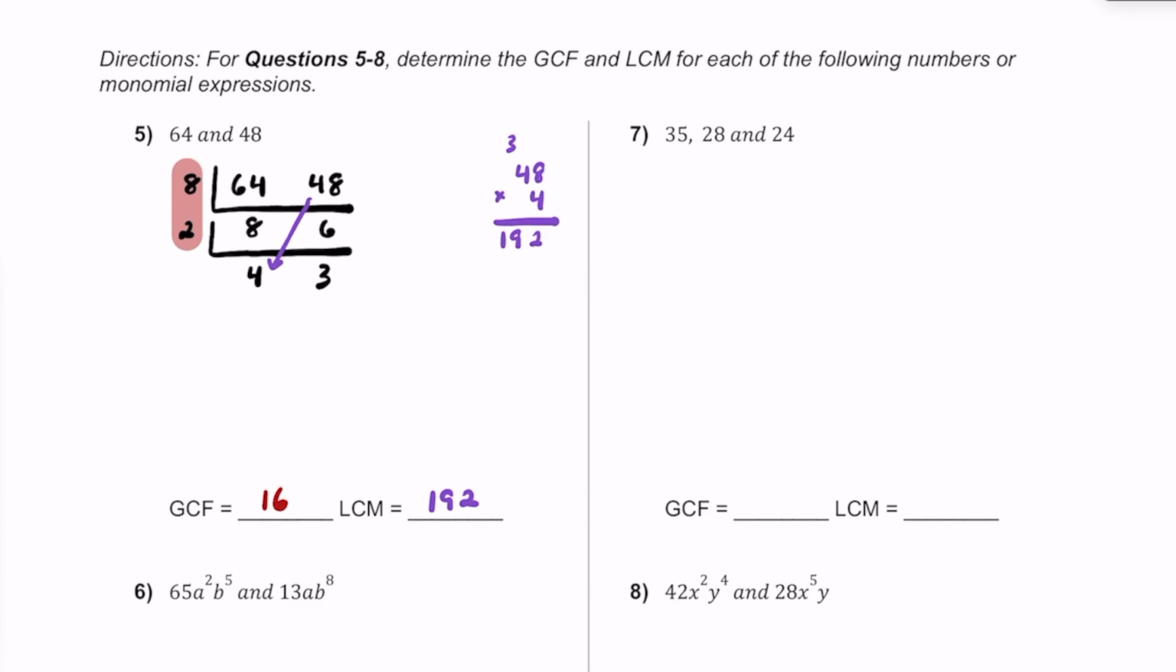But again, keep in mind, you could have also multiplied this diagonal as well, or you could have just multiplied everything along the outside here. Either way, you should end up with 192.